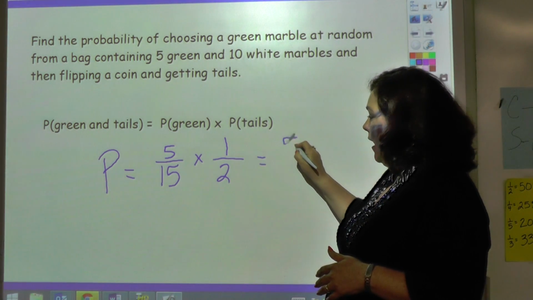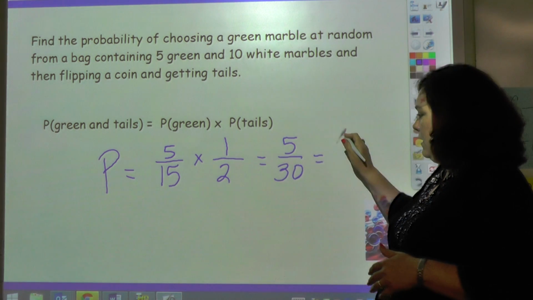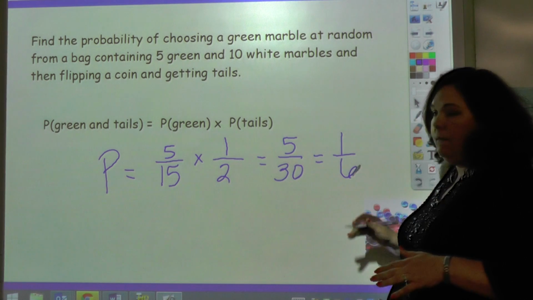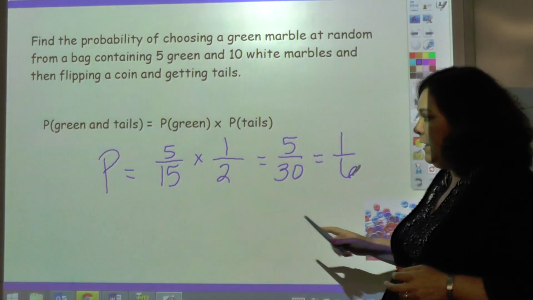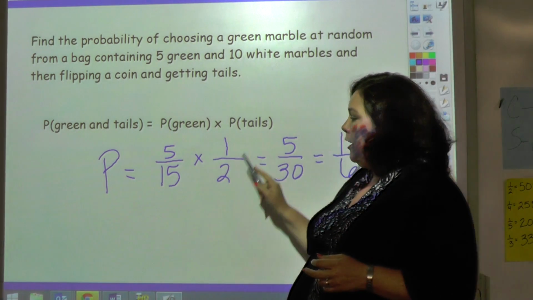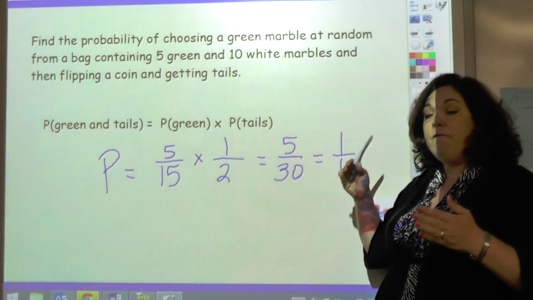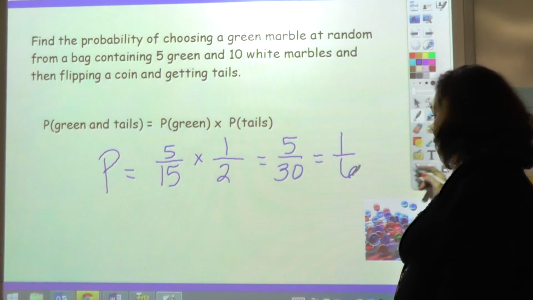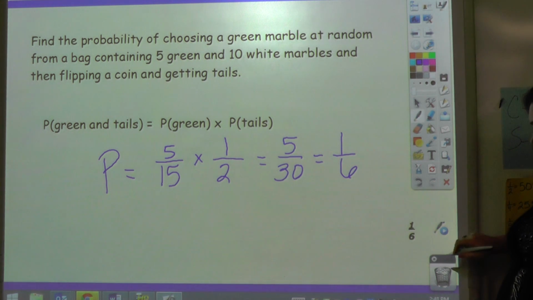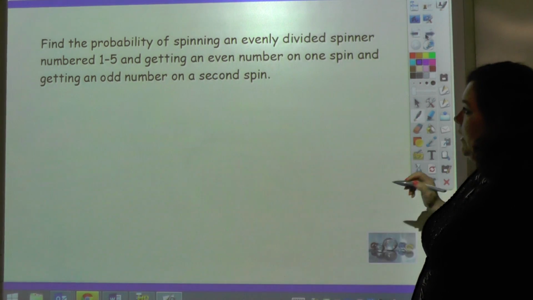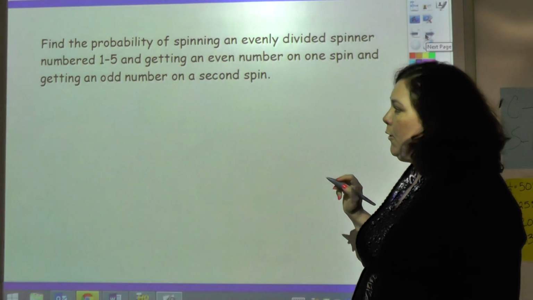And so you'd get 5/30ths. And then, of course, you would simplify this to 1/6. 1 out of 6 possibilities is that you would get that. So, again, the probability of the green and the probability of tails multiplied together give you the probability of both those things happening. And it's 1/6.